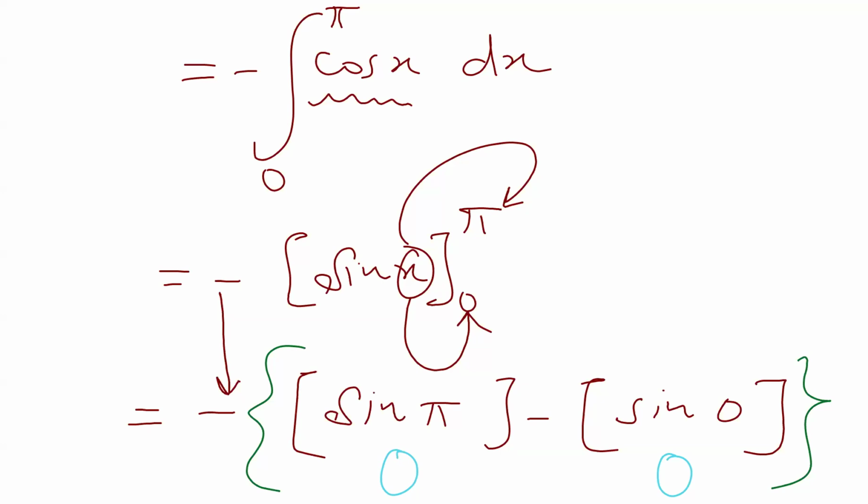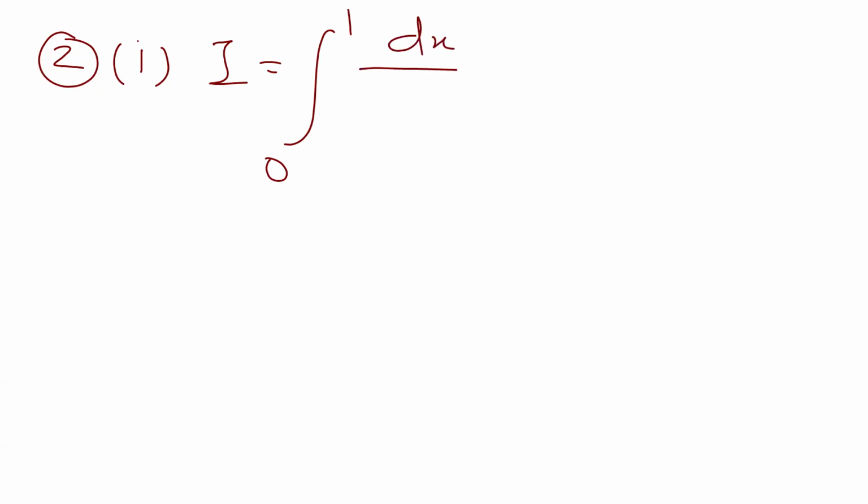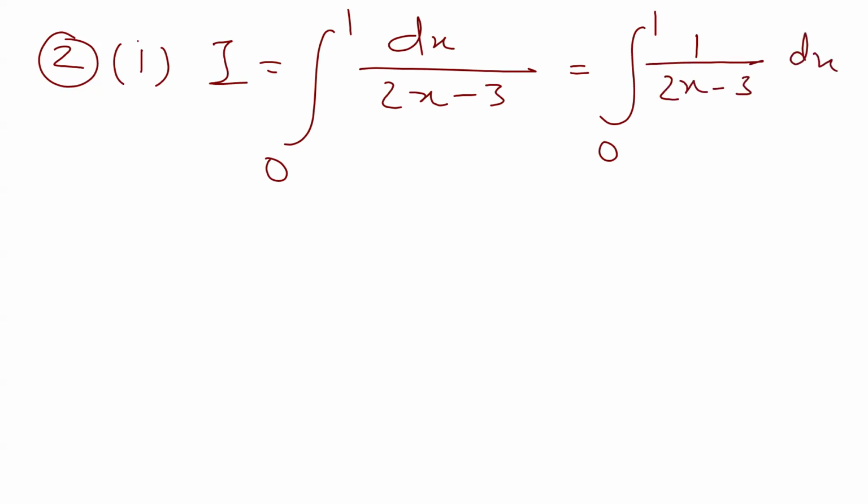Question number 2, sub question 1. Integration 0 to 1 dx upon 2x minus 3. So this is 0 to 1, 1 upon 2x minus 3. I'll compare this with 1 upon x. When I compare this with 1 upon x, who is x? X is 2x minus 3.